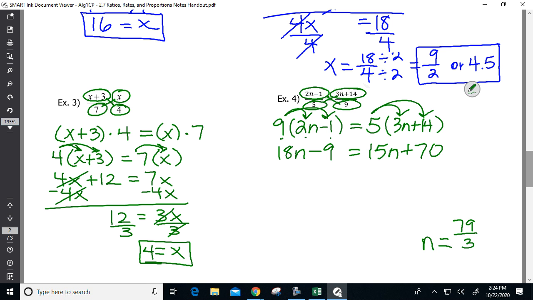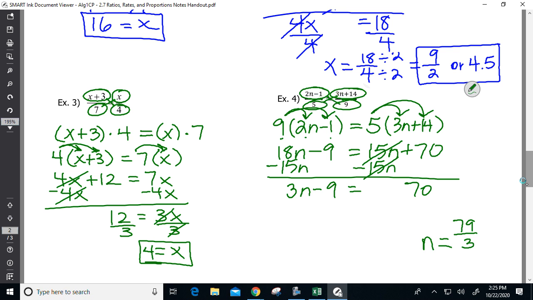So here we go again. We got variables on both sides. Which variable is smaller? 15. So that's the one that's going to move. Subtract 15n on both sides. 3n minus 9 equals 70. What's next?